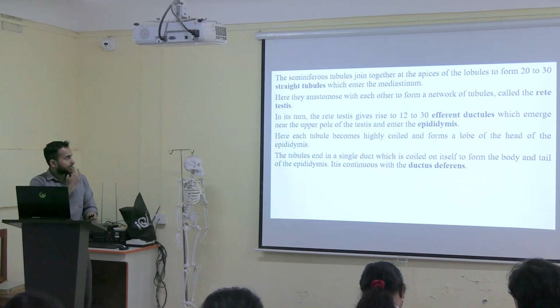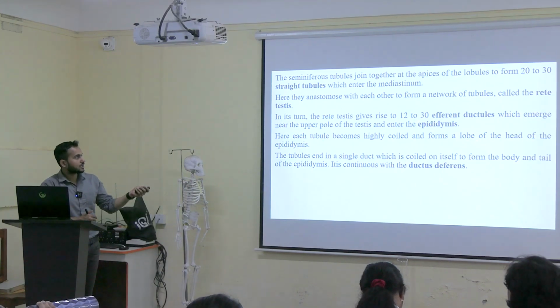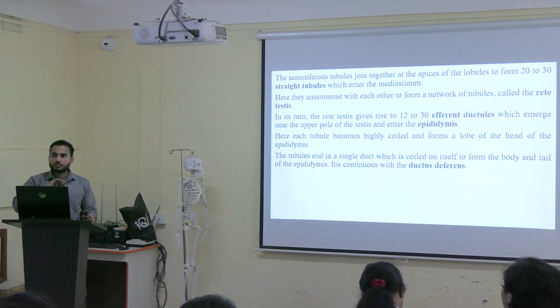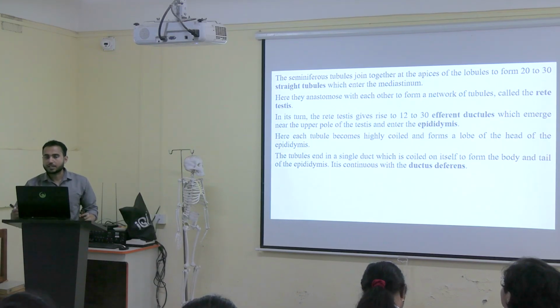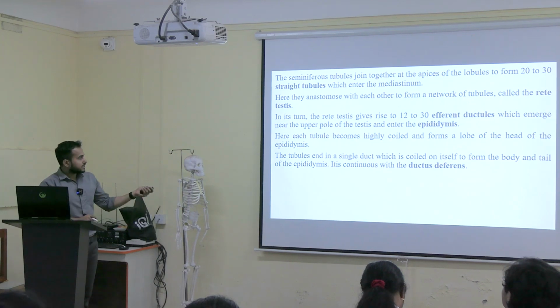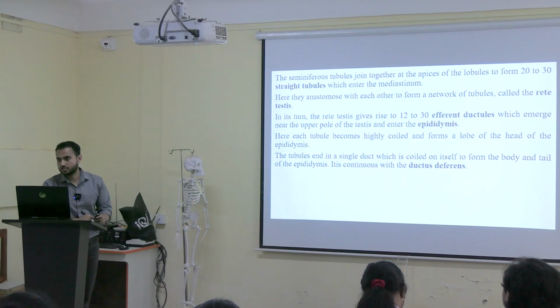Next, in the epididymis, each tubule becomes highly coiled to form a lobe of the head of the epididymis. That means those 12 to 30 efferent ductules come out from the upper pole of the testis and together form the head of the epididymis. After that, those 12 to 30 ductules converge to form one highly coiled single duct. That is the duct of the epididymis, and that duct forms the body and tail of the epididymis. After that, the tail of the epididymis continues as the vas deferens. So here you can see the tubules end in a single duct which is coiled on itself to form the body and the tail of the epididymis, and it continues with the ductus deferens.